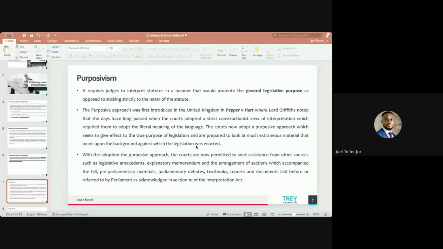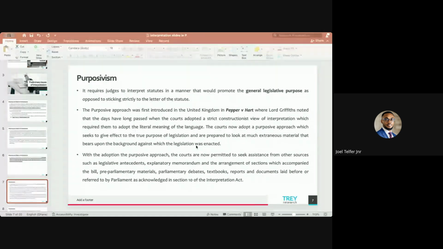And so the purposive approach now opened the floodgates for courts to be able to use materials that are outside or extrinsic to the act to be able to determine the true meaning of the act. And in Ghana, we have officially adopted the purposive approach as the proper means of interpreting statutory documents.